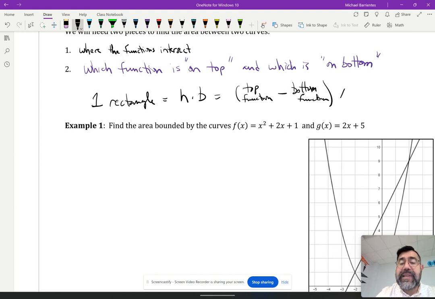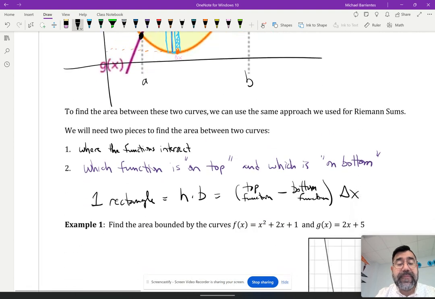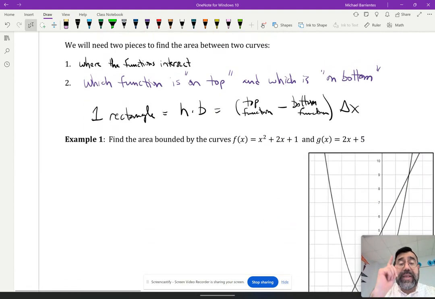And the base is going to be my delta x, the little skinny width of that strip rectangle that we just created up here. That's how I'm going to do the area of one rectangle. But we want to add an infinite number of rectangles. So we're going to take an integral from the start to the end of this setup.